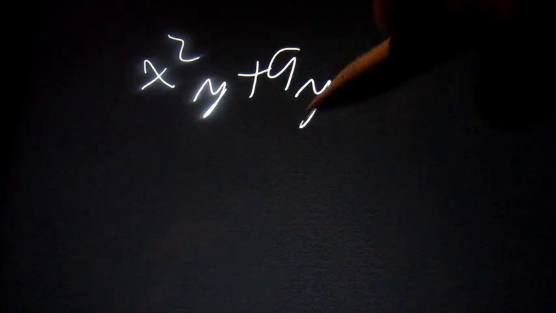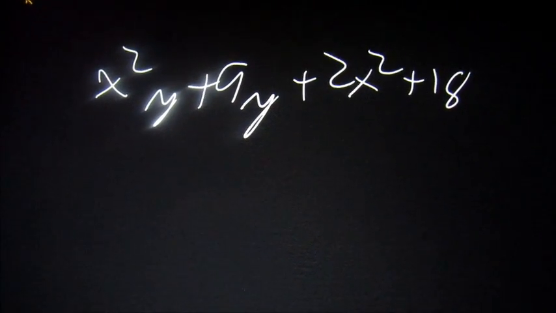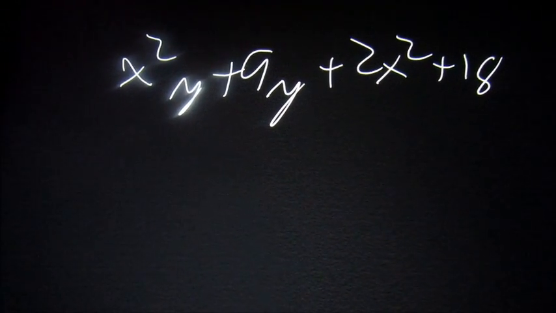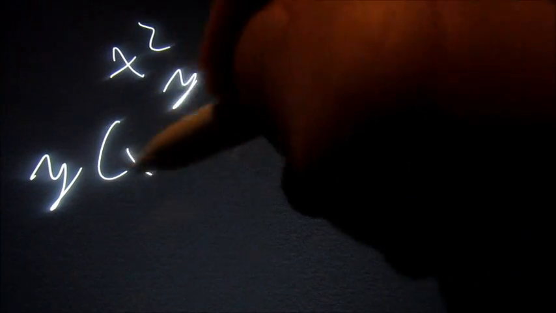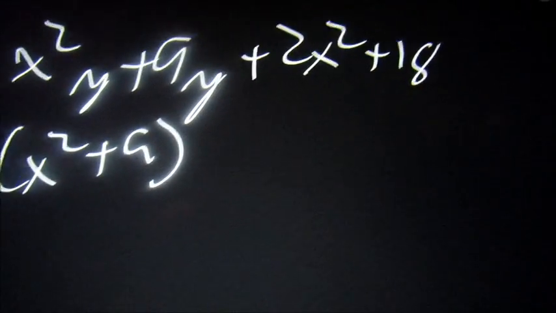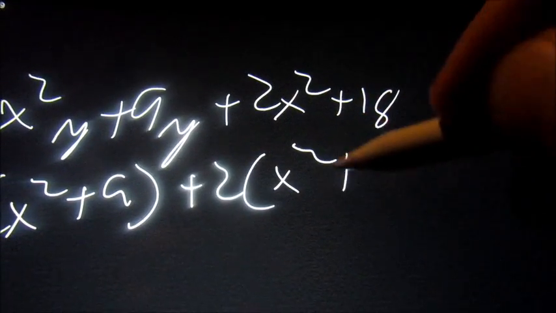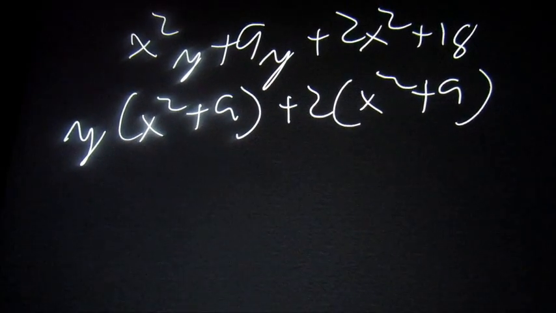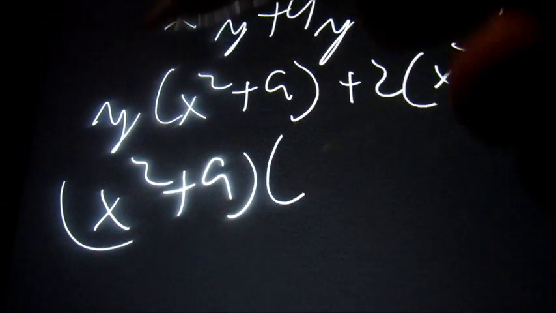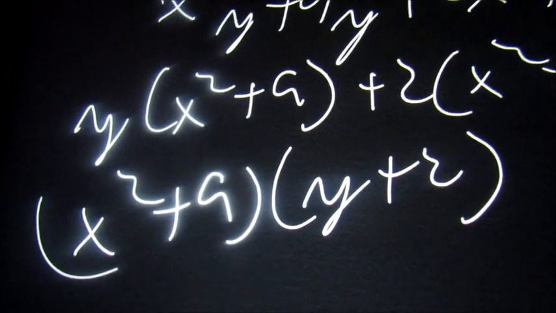Okay? So let's say we have x squared y plus 9y plus 2x squared plus 18. So on the first two, I can factor out a y, and I'm left with x squared plus 9. On the second two, I can factor out a 2, and I'm left with x squared plus 9. The x squared plus 9s are the same as each other, so I can factor that out, and I'm left with a y plus 2. And then that's it.